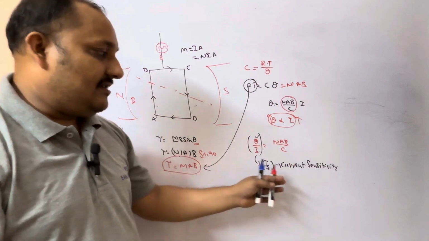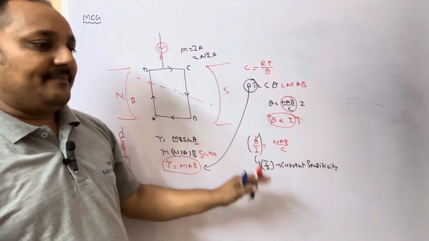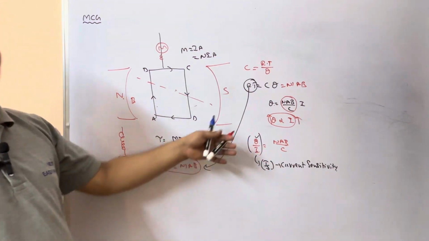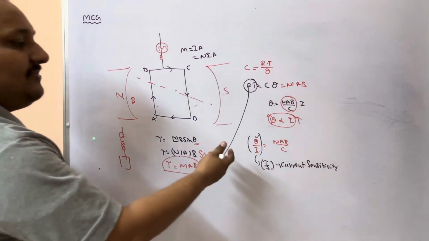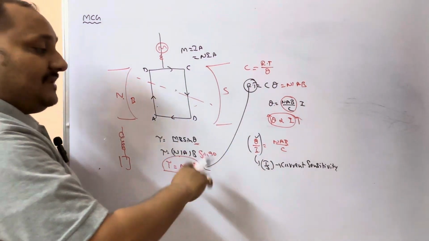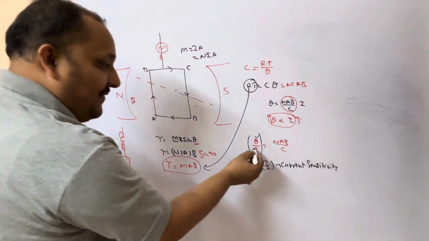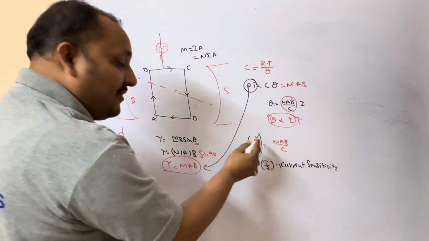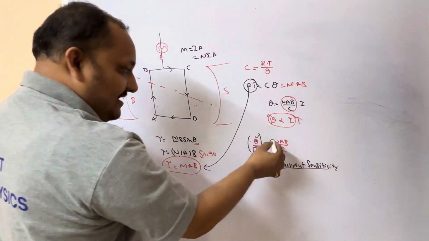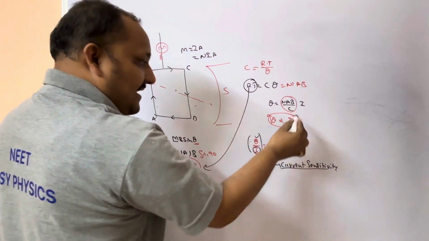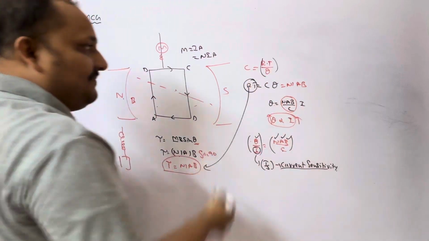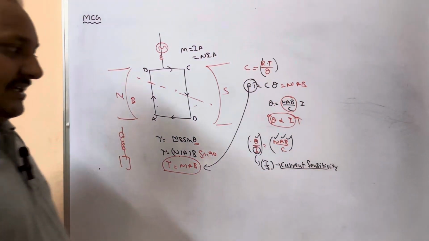What is sensitive? If you scold someone, they may cry. Those are sensitive people, sensitive persons we call. Sensitive means that for even lesser scolding, if you shout at them, they are going to cry. Same like that, if you send a small amount of current, it is going to show large deflection. That is nothing but current sensitivity. So current sensitivity depends on the number of turns, the area of the coil, the magnetic field intensity, and C. C is nothing but restoring torque per unit twist.